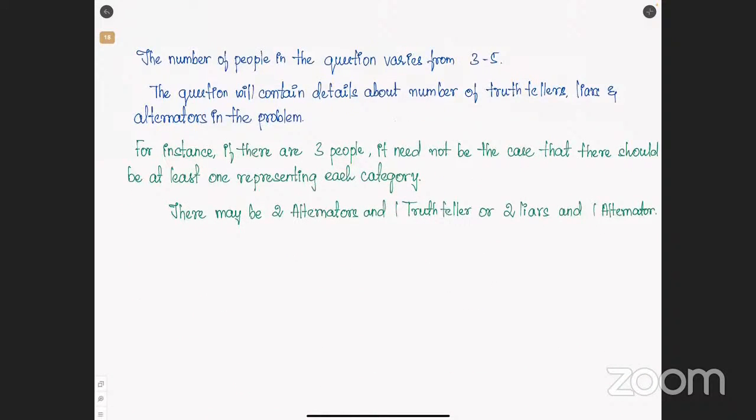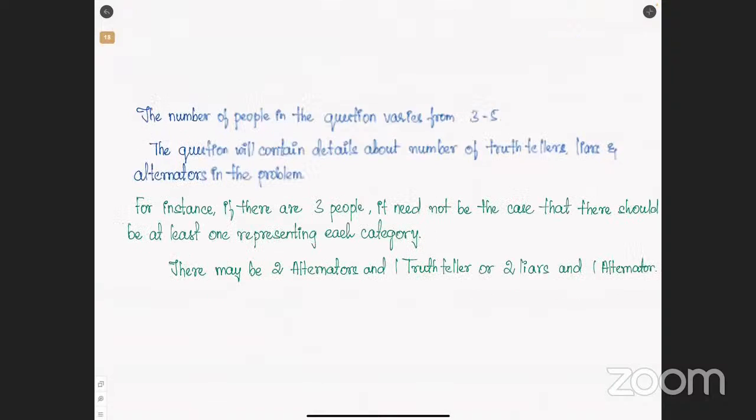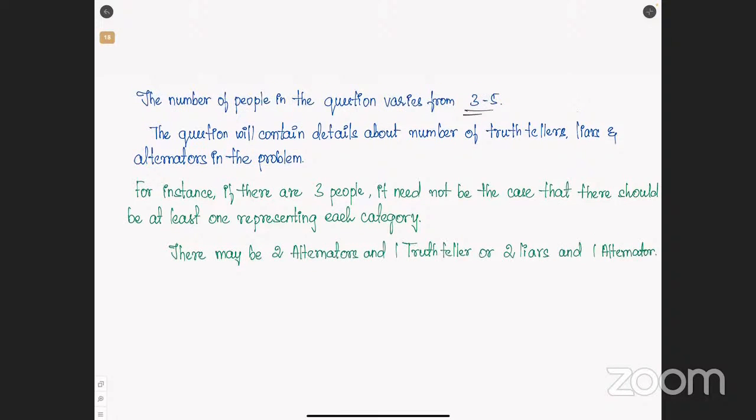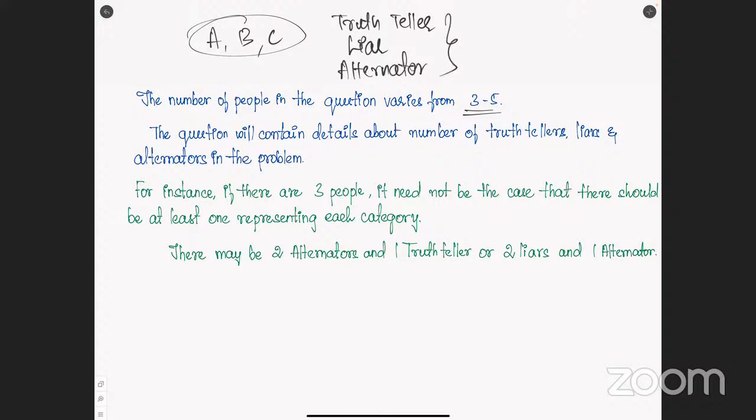Now, in case of truth tellers, what we have to understand, as is evident from the statements here, is that the number of people in the question varies from 3 to 5. So let's say there will be person 1, person 2, person 3. Usually it will be restricted to 3 persons. Now, what we'll have to do as part of the question is identify whether that person is a truth teller or a liar or an alternator. These are the 3 positions in this type of questions.